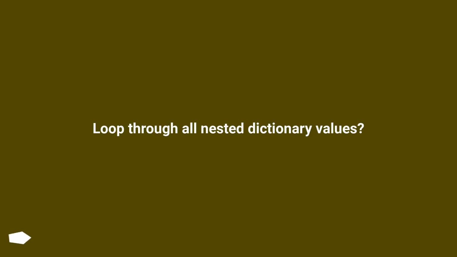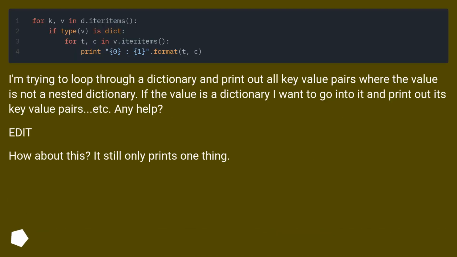Loop through all nested dictionary values. I'm trying to loop through a dictionary and print out all key-value pairs where the value is not a nested dictionary. If the value is a dictionary, I want to go into it and print out its key-value pairs, etc. Any help? Edit. How about this? It still only prints one thing.